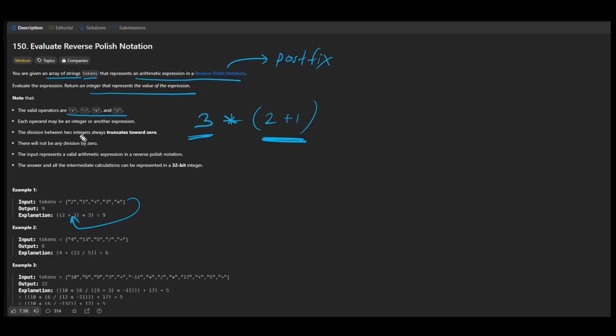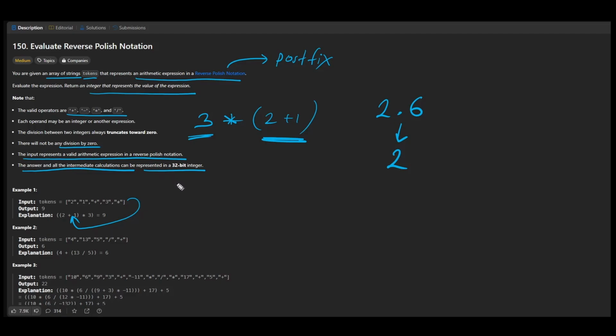The division between two integers always truncates towards 0. So if I have something like 2.6, the division output truncates to 2. This is basically the floor. There will be no division by 0, so we don't have to worry about it. The input is always a reverse Polish notation, and the answer to the intermediate calculations can be represented in a 32-bit integer. So we don't have to worry about our answer becoming bigger than 32-bit. So we don't have to handle that. This simplifies the problem a lot.